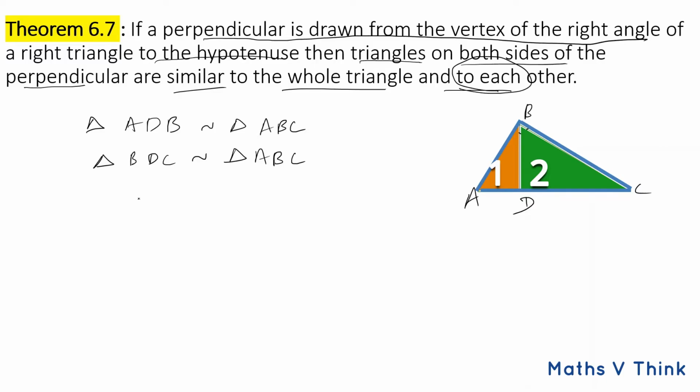The second triangle BDC is similar to the whole triangle ABC and also to each other. Means triangle ADB is similar to triangle BDC. Means this triangle 1 is similar to triangle 2. So now we'll proceed to the Pythagoras theorem.